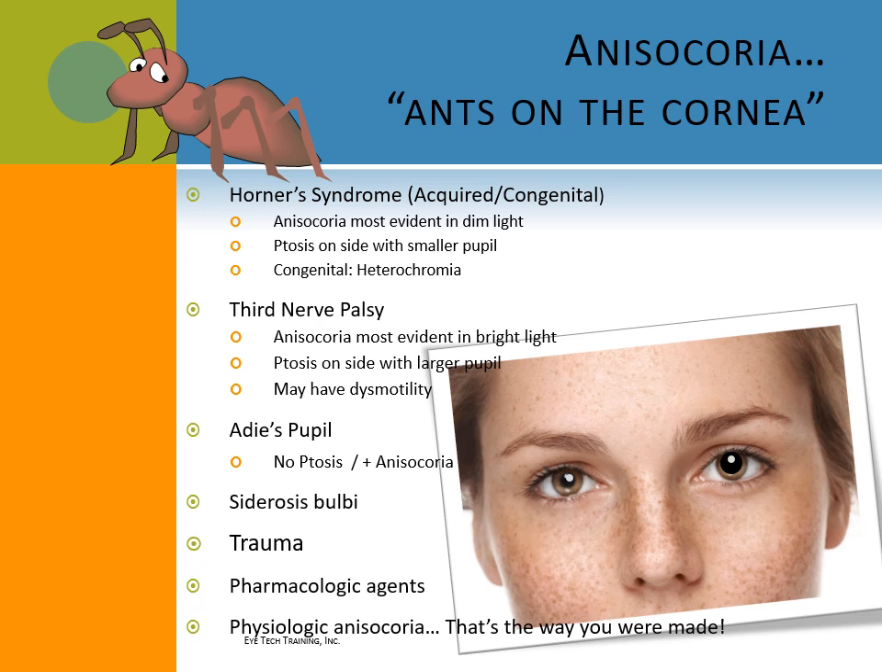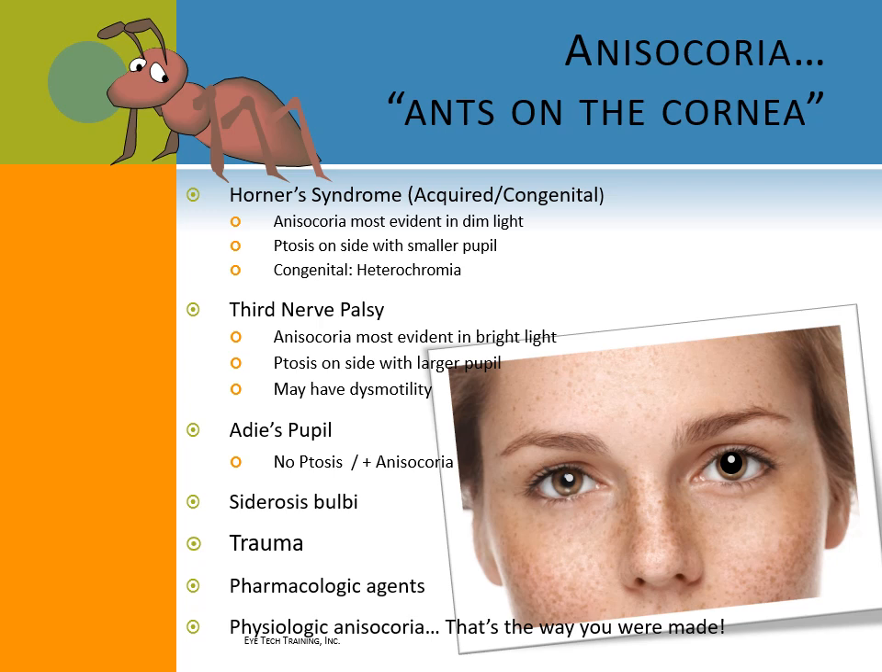Third cranial nerve palsy has an anisocoria greater with the bright lights on. So they'll have less of an anisocoria with dim lights. They'll have a ptotic lid on the side with the larger pupil. Now the pupil is not always involved on a third cranial nerve palsy. Diabetic third cranial nerve palsies usually will not have pupil involvement. If the pupil is involved though, typically the pupil will be mid-dilated, 5 to 6 millimeters.